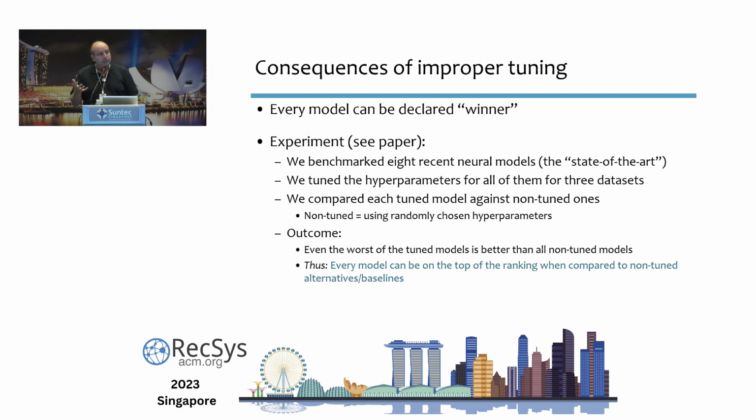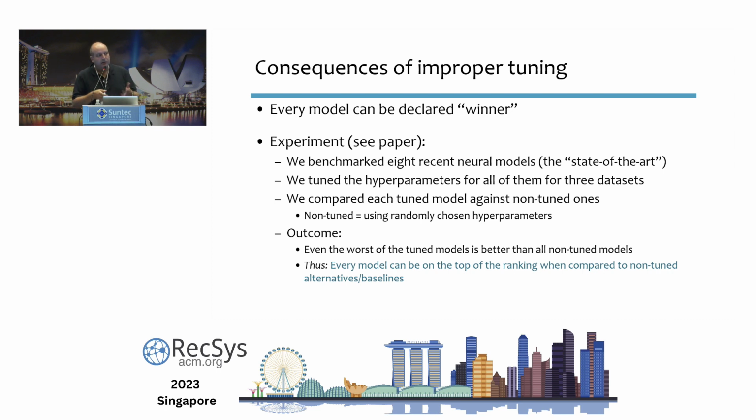And to showcase that this is the fact, we did a simple experiment, which took weeks, of course, to compute. We benchmarked 8 deep learning models, which any reviewer would agree are state of the art, that's good effort, 8 neural models, huge effort. We tuned all of them, given the limitation of resources we had, and then we compared each tuned model against all non-tuned, randomly parameterized models, and the outcome is that even the worst of the tuned models is better than all the baseline models, right?